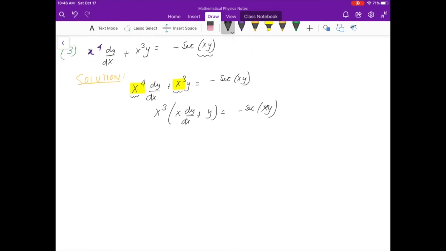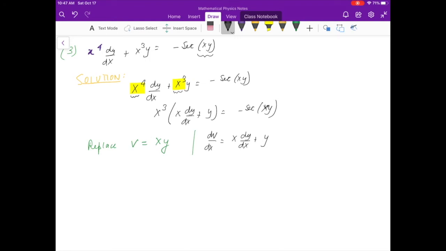At this point we need a variable which can do the function of xy, right? So we replace v is equal to xy. So v is the replacement for the right hand side's argument, which is xy of the secant function. Then we take the derivative of v with respect to the independent variable, which is x. So dv/dx is equal to x dy/dx plus y.